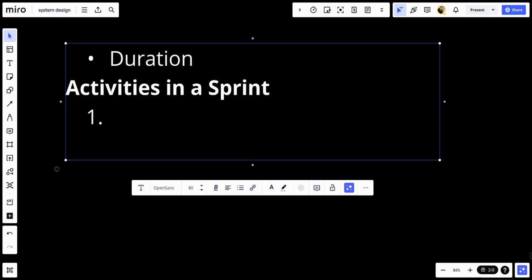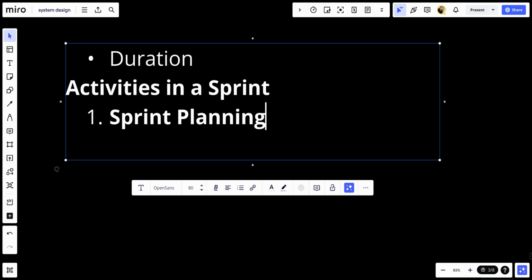The first thing that we have is sprint planning. At the beginning of each sprint, the Scrum team holds a sprint planning meeting to determine the work to be done during the sprint. This involves selecting items from the product backlog and defining the sprint goal.